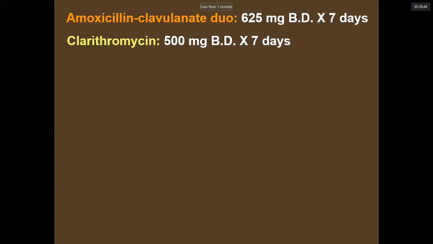What are the common antibiotics that we use? The combination of amoxicillin and clavulanic acid, 625 mg BD or TDS for 7 days, and clarithromycin 500 mg BD for 7 days.